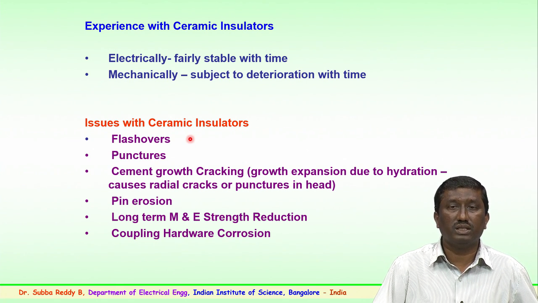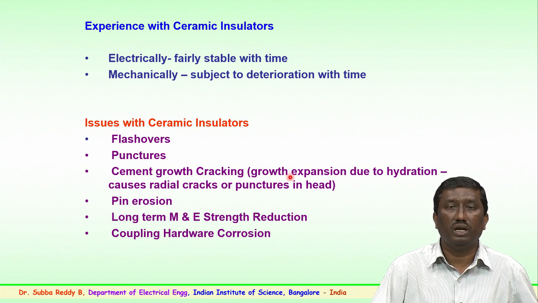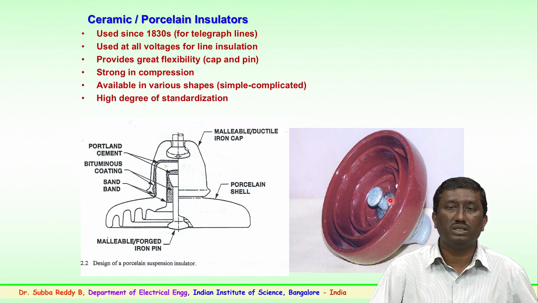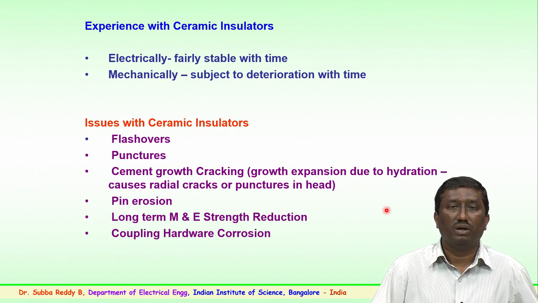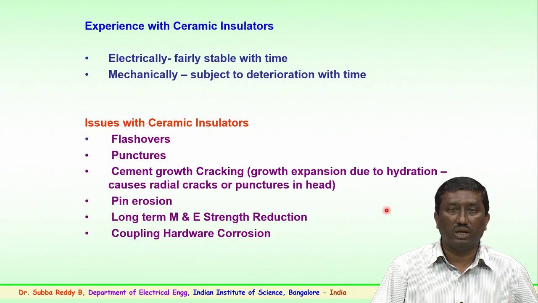Then, as mentioned earlier, the cement growth and cracking. Cement growth happens because of the expansion due to hydration, which may cause radial cracks or punctures in the head of the insulator. The Portland cement is used for the pin and the cap. So, this junction where the Portland cement is used, over a period of time could lead to growth and expansion, and sometimes a radial crack or a puncture in the head of the insulator, or the top surface of the insulator, is noticed.